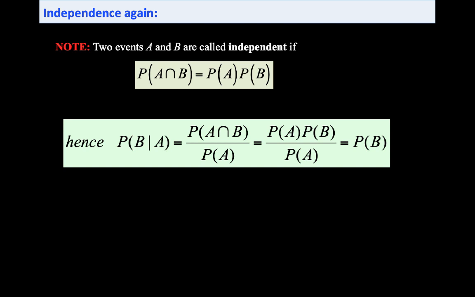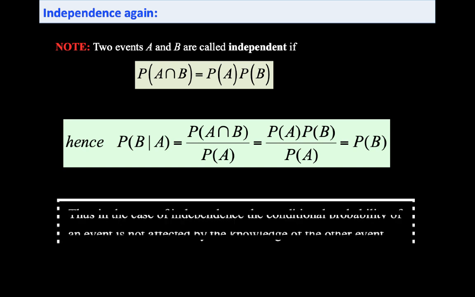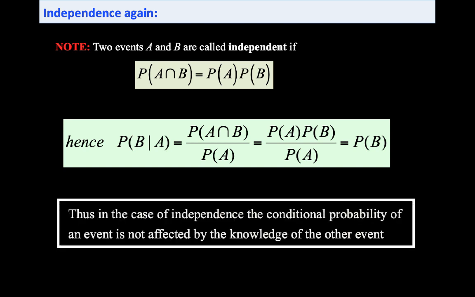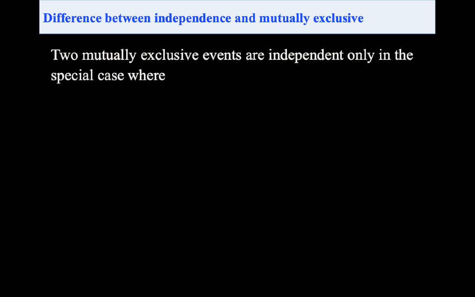So probability of A times probability of B divided by probability of A. Therefore, probability of A cancels out. Then you have only probability of B. So probability of B given A equals probability of B if A and B are independent. Thus, in the case of independence, the conditional probability of an event is not affected by the knowledge of the other event. Alright.